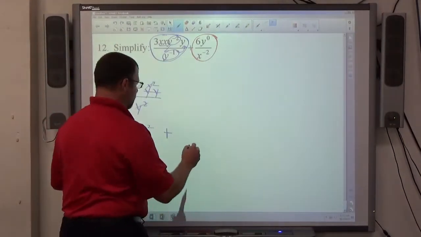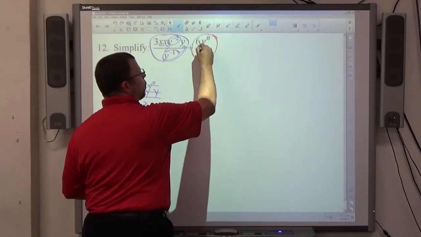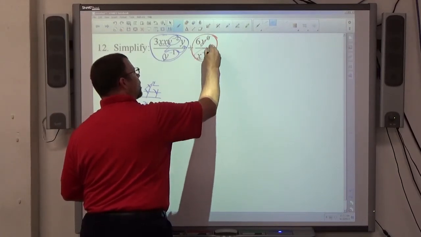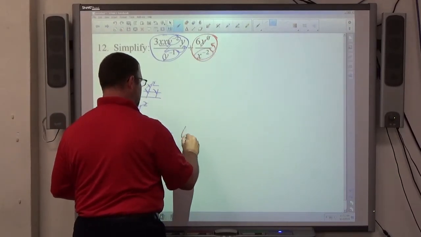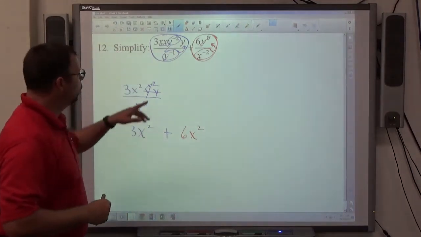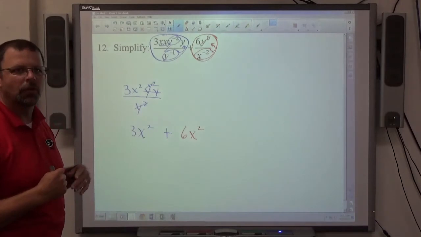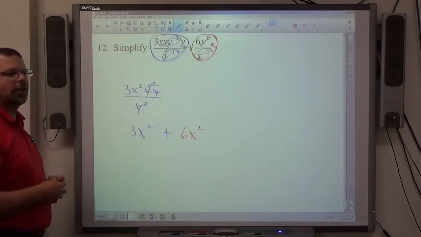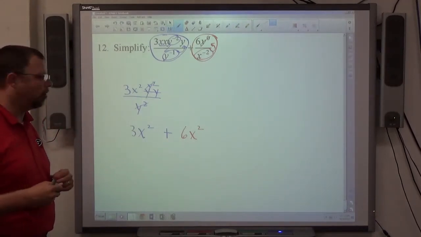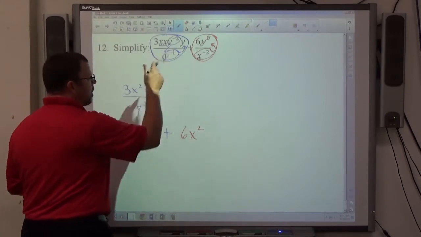Second term, the 6 is fine. Y to the 0 is 1. It doesn't matter. X squared moves up, so it's going to be 6x squared. Y to 0 doesn't matter there because it's times 6, so 1 times 6 is still 6. It can be thrown out. If it says plus y to the 0, that does have a meaning. Plus 1 does change values. But in this problem, it won't.